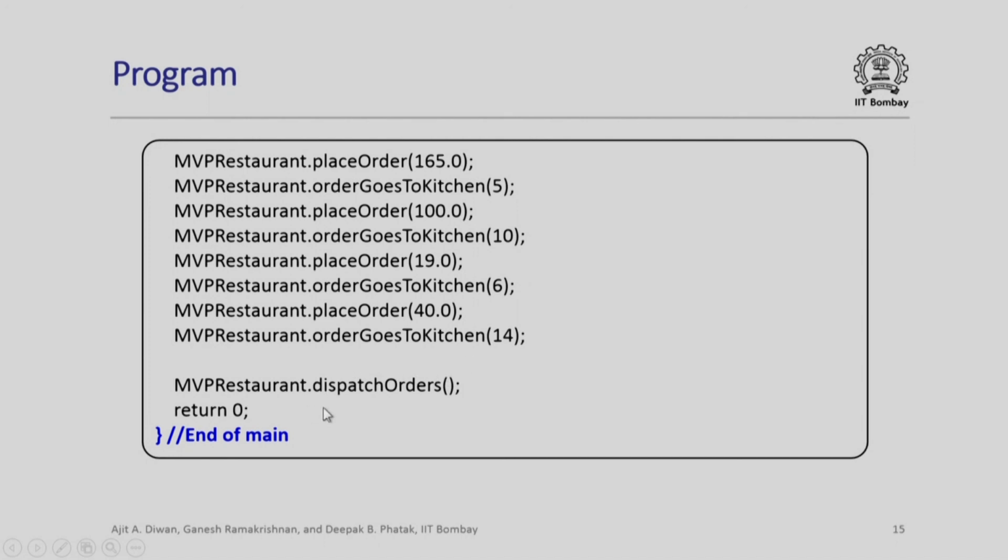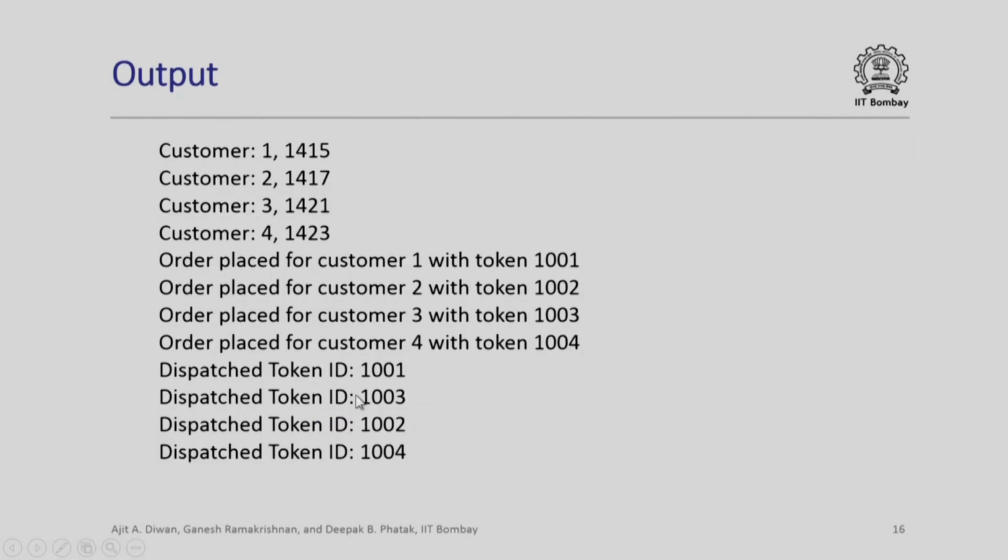Next, we simply invoke dispatch orders. You will recall that this function of dispatch orders actually sorts the kitchen array on the field of preparation time, and therefore dispatches will happen in the order in which the orders are prepared. That is it. Here is the sample output. If you execute this entire program, which is given as a separate file so you can run it, it will show customers 1, 2, 3, 4 arrive like this, order placed for customer with token number this, etc. Dispatch token ID. So, the dispatch queue is fulfilled in the order in which the orders are prepared in the kitchen.